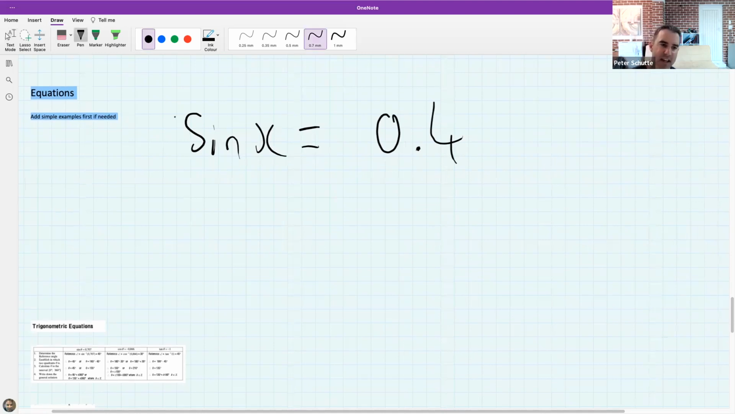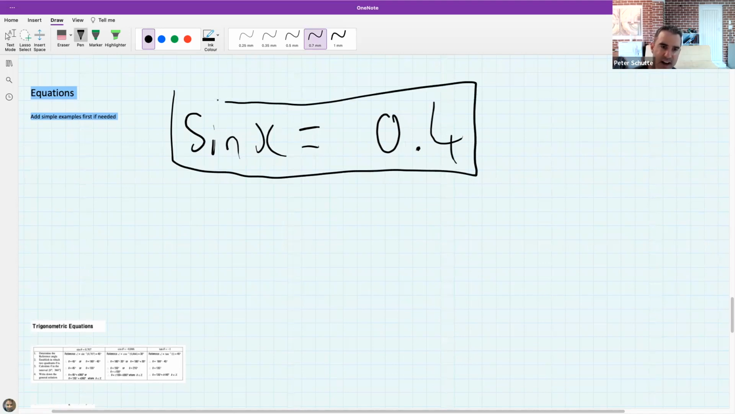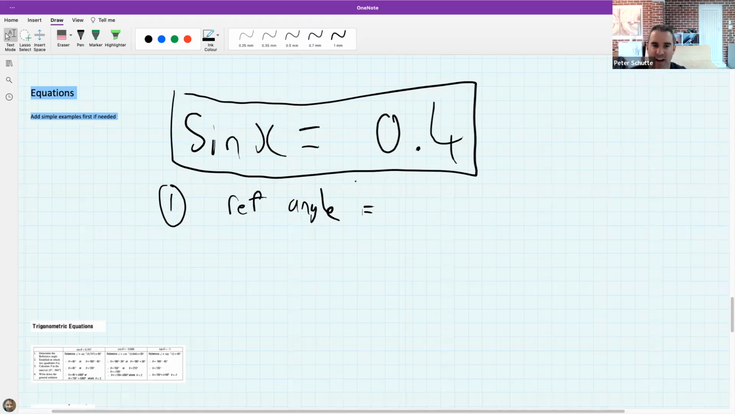So if I say to you, find me the general solution for sine of x is 0.4, step 1 is always going to be to find a reference angle. So find me the reference angle for the question sine of x is 0.4. Okay, so we get 23.58.